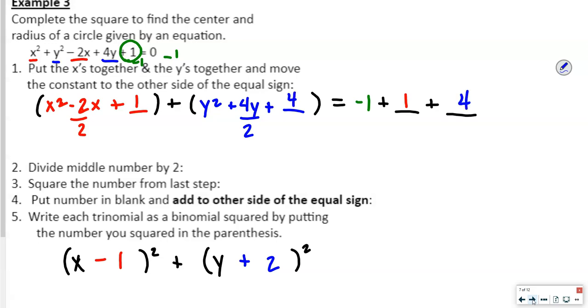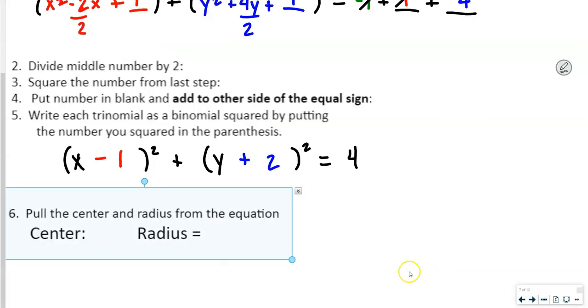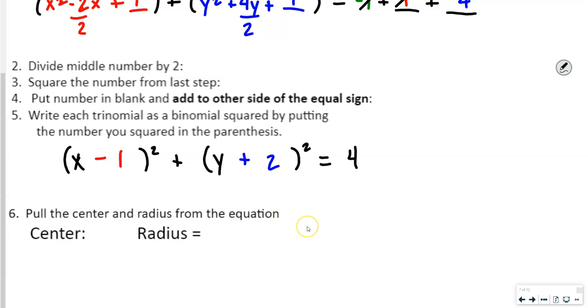Now hopefully you notice that we have a negative 1 and a positive 1. So these two are going to cancel each other out, right? And so what are we left with over there? 4. So the next thing it says to us is pull the center and radius from the equation. So remember, we pull the two numbers, but we change the signs, okay? So that means for our center, we're going to have positive 1 and negative 4. And for our radius, remember, we're going to take the square root of 4. So that's going to be equal to 2, okay?